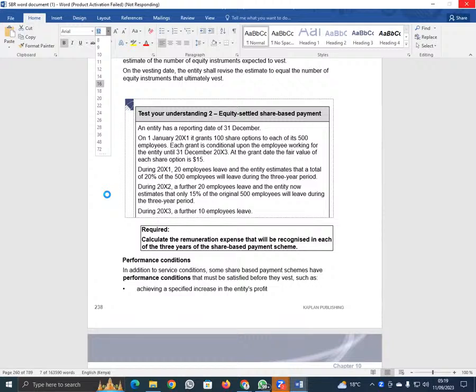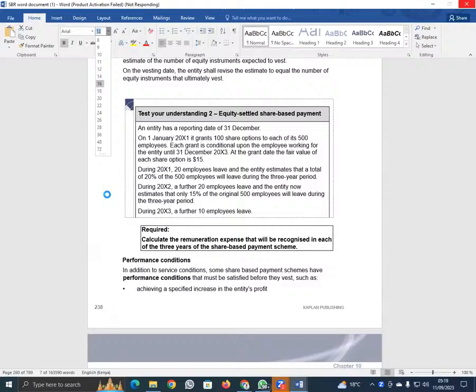During 2022, a further 20 employees leave, and the entity now estimates that only 15% of the original 500 employees will leave during the 3-year period. During 2023, a further 10 employees leave. So they want us to calculate the remuneration expense that will be recognized in each of the 3 years of the share-based payments.